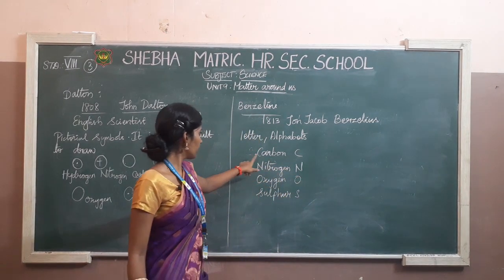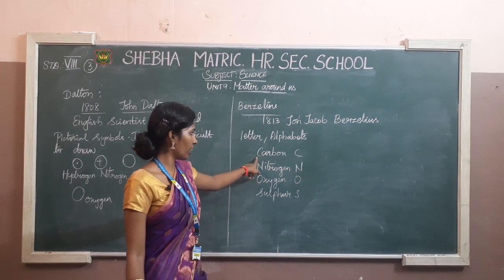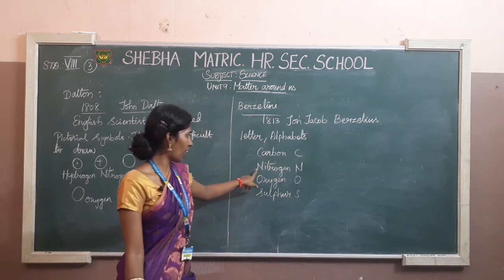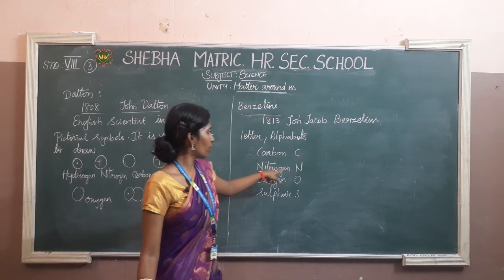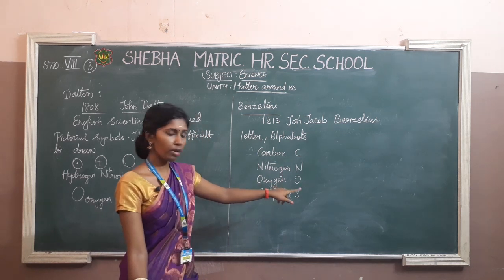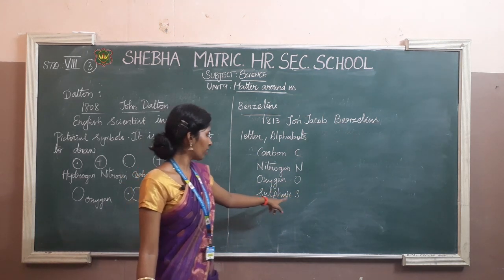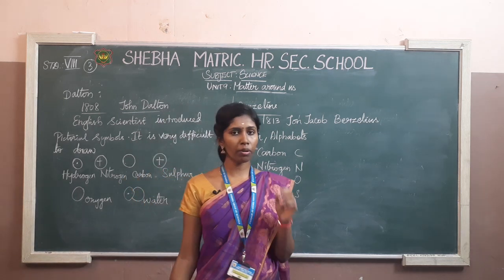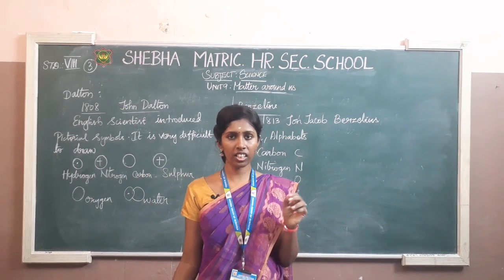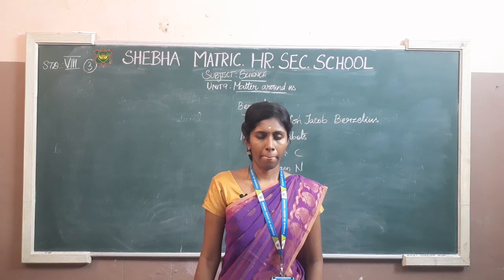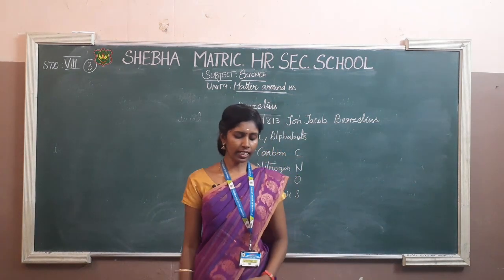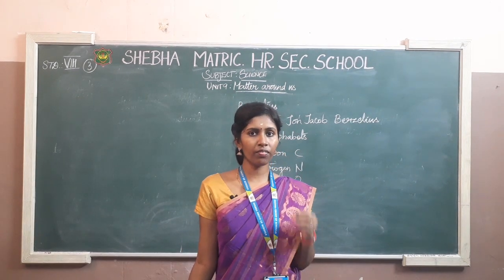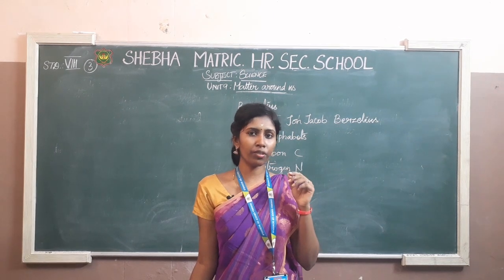The carbon is the alphabetic form C. Okay, it's an alphabetic symbol, and nitrogen is the symbol N, oxygen is the symbol O, and sulfur is the symbol S. So these symbols are related to the alphabetical symbols in the English alphabet. First we call it the Dalton symbols. It's a pictorial symbol. It is very difficult to draw.